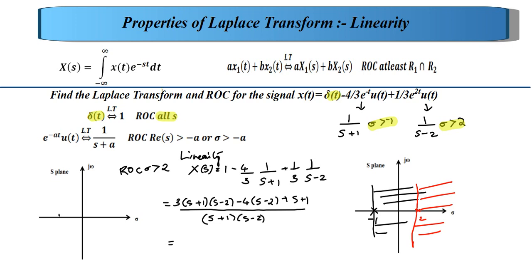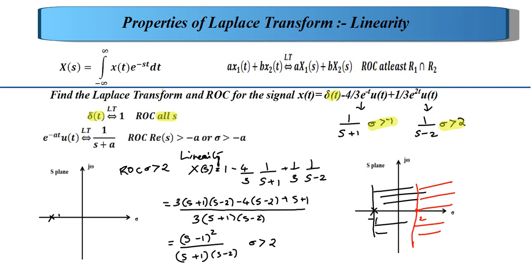In the denominator there is a 3 also, and after simplification you will get (s minus 1) whole square divided by (s plus 1) into (s minus 2). Okay, and the ROC is sigma greater than 2.